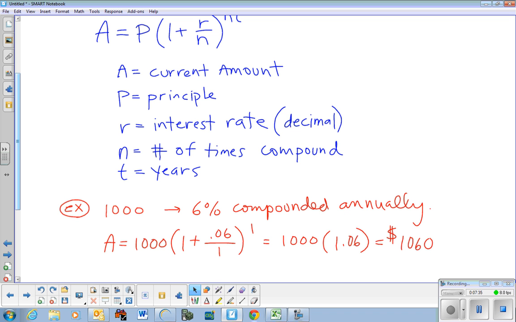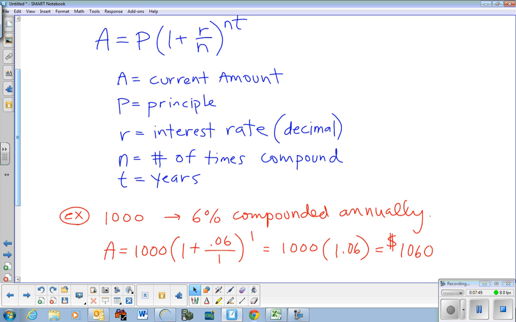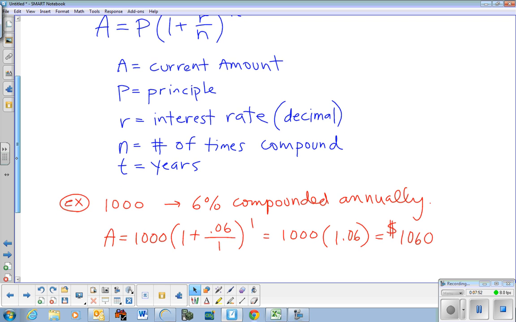Fair enough, easy money. Now that's not too impressive. That's not going to make you a millionaire. All right, we have to talk more about that. That's when you invest over the entire course of your working life, and then you can be a millionaire. But simple problem, $60. It's not bad for doing nothing.